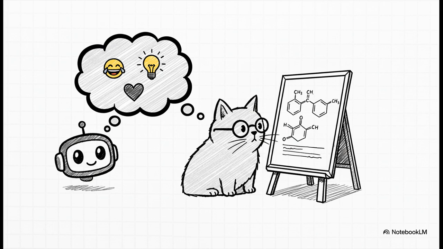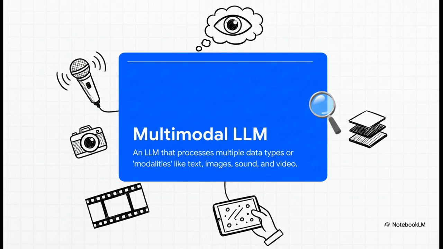An AI can look at this picture and see beyond just cat and diagram. It understands the joke, the funny situation, the relatable feeling of being overwhelmed. That's a huge leap. And that's where we get our official term, a multimodal LLM. Modality is just a fancy word for a type of data. So instead of just understanding text, these models can process images, sound, even video. They're breaking out of the text-only box.